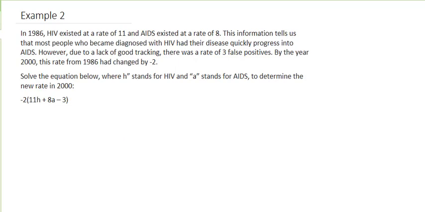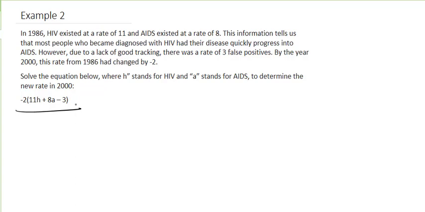In 1986, HIV existed at a rate of 11 and AIDS existed at a rate of 8. This information tells us that most people who have become diagnosed with HIV had their disease quickly progress into AIDS. However, due to the lack of good tracking, there was a rate of 3 false positives. However, by the year 2000, this rate from 1986 had changed by -2. So solve this equation below, where H stands for HIV, A for AIDS, and determine the new rate in 2000. So here's our equation that we will be using.